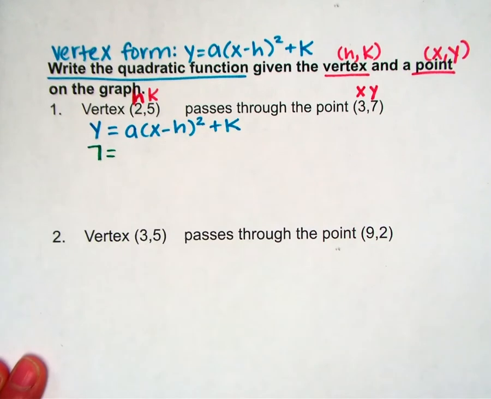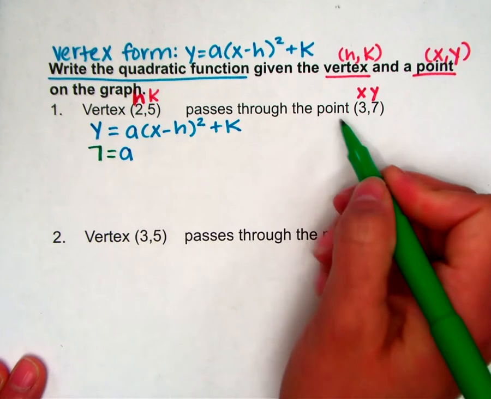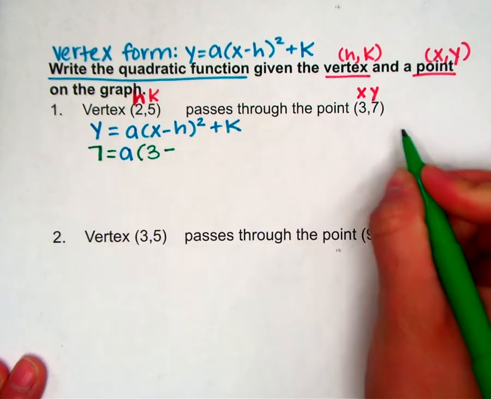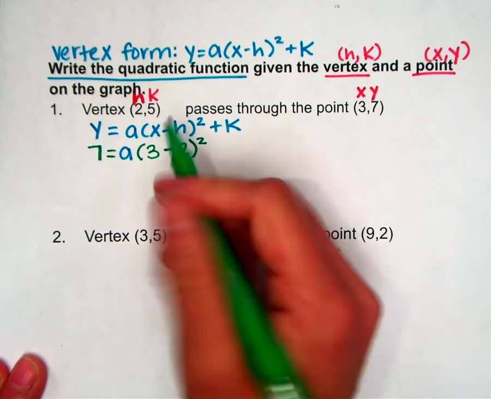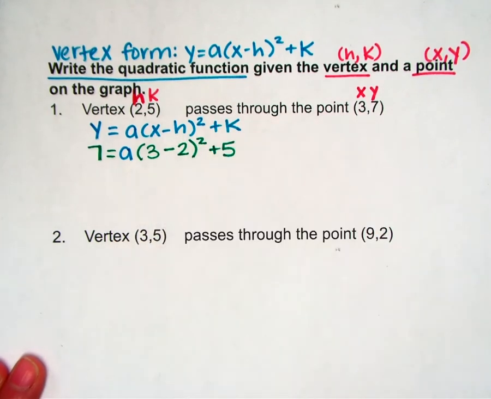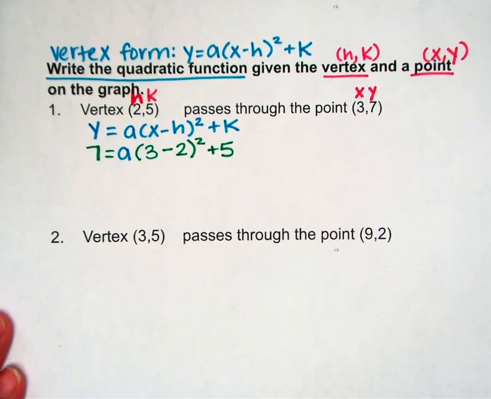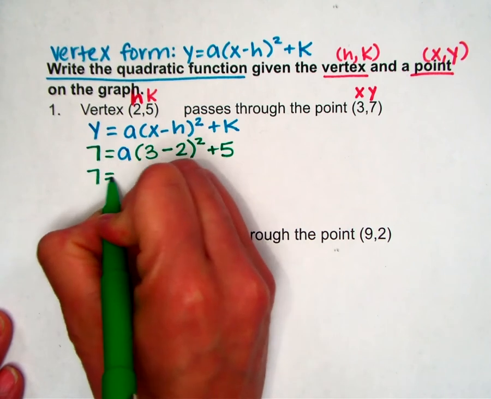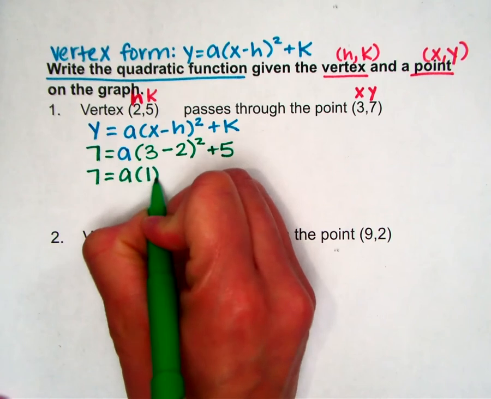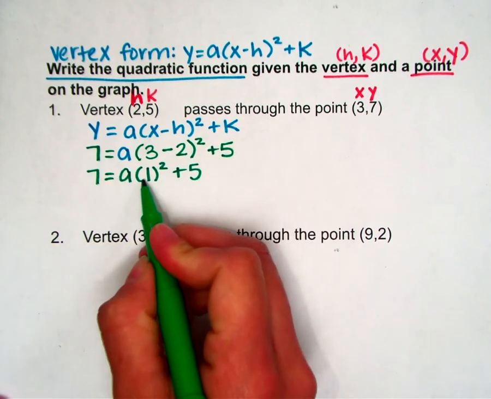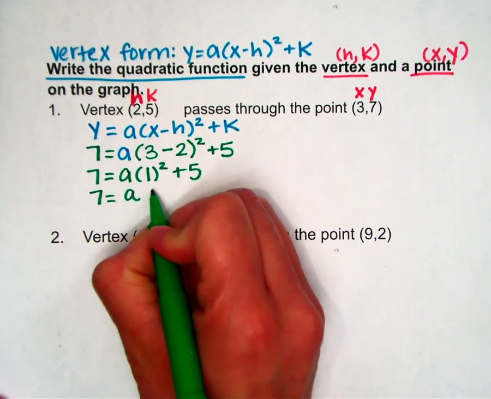7 equals, I don't know what a is, so I'm going to leave it as a, times (x minus h), which is 3 minus 2, squared, plus k, which is 5. So when I plug that in, I'm going to simplify and solve for a, and then go back and write this in vertex form. So when I simplify, 7 equals, 3 minus 2 is 1, so I'm going to have a times 1 squared plus 5. 1 squared is 1, so I'm just going to have 7 equals 1a, or just a, plus 5.